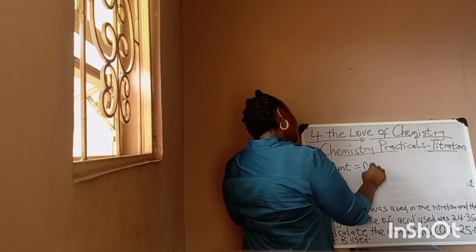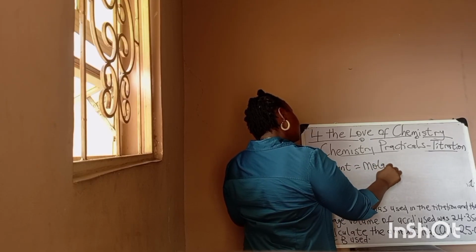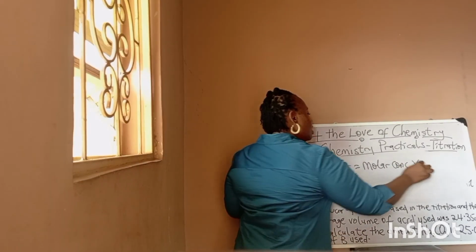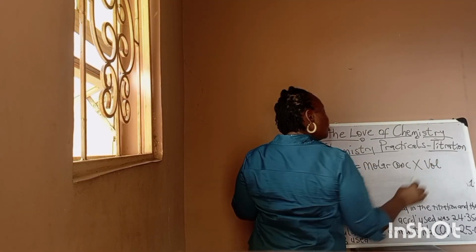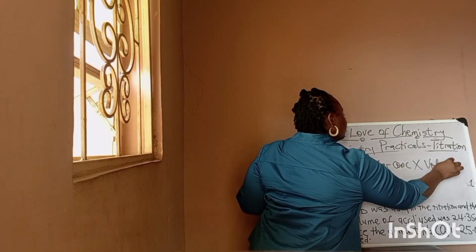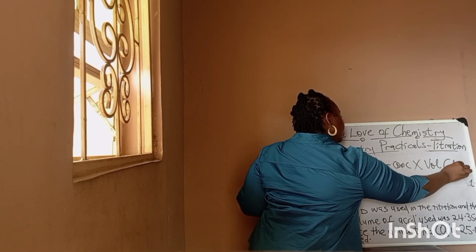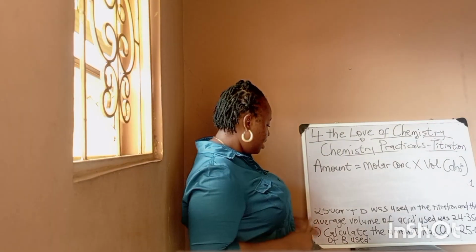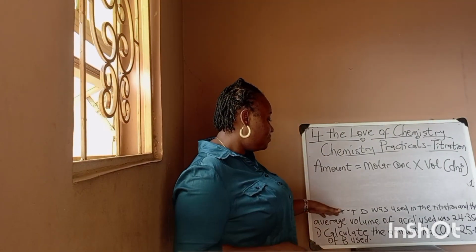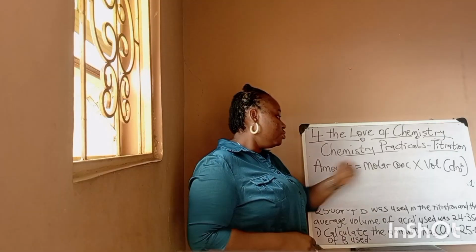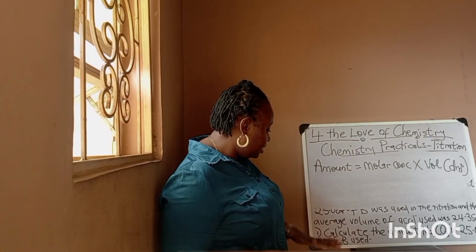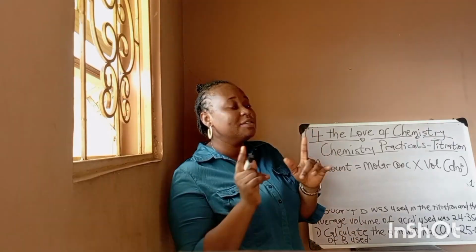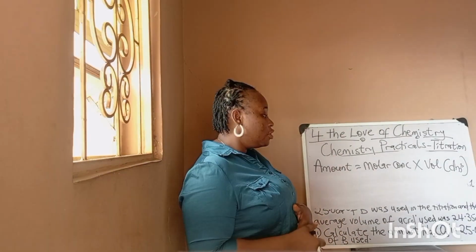So the formula for amount says molar concentration multiplied by what? The volume, but this volume must be in a particular unit, which is what? dm cubed. So here we have 25 cm cube of B used in the titration, and according to our question, it says calculate the amount of sodium trioxocarbonate(IV) in 25 cm cube of B used.